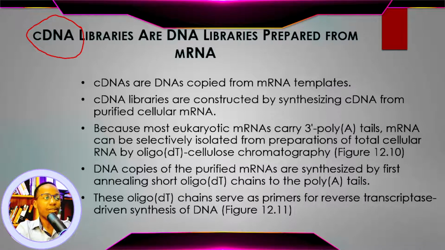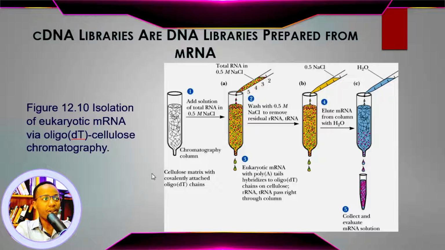And this is an example of how we make them, where we start by isolating mRNA from the cell, right? We won't talk too much about it, but we use column chromatography, and we use different concentrations of salt in order to separate the mRNA. And after you separate the mRNA, you form cDNA libraries from it.